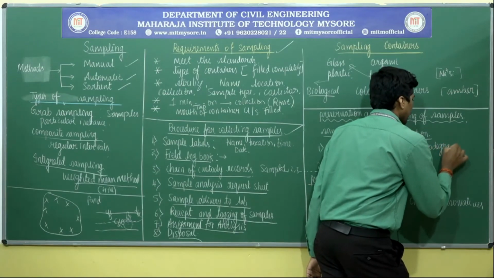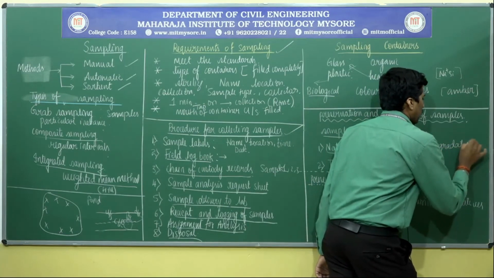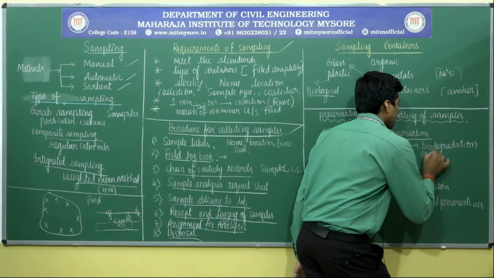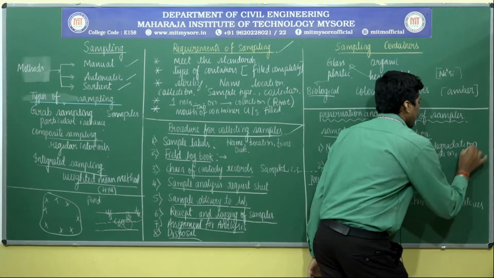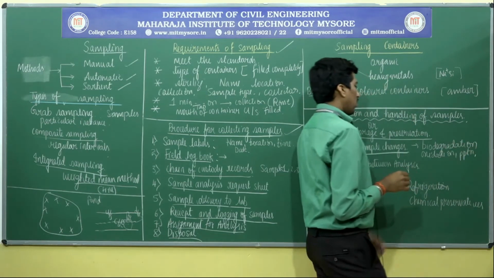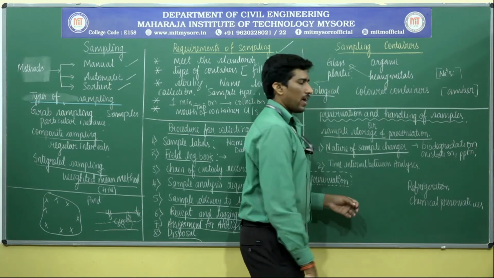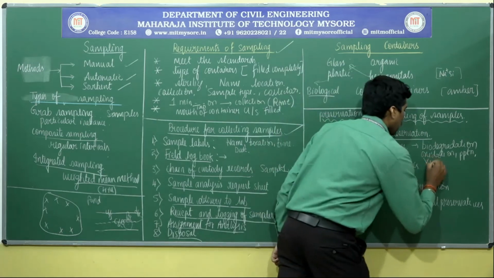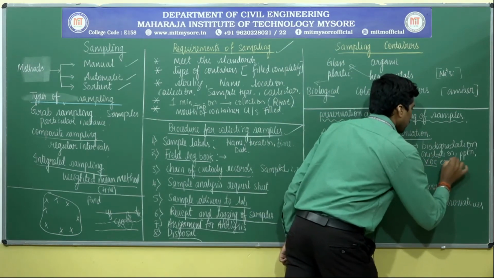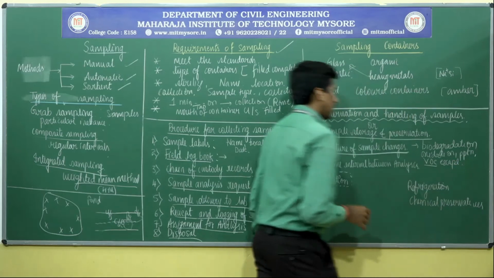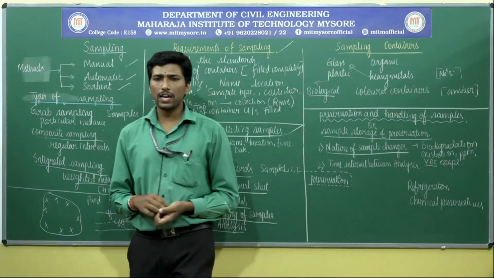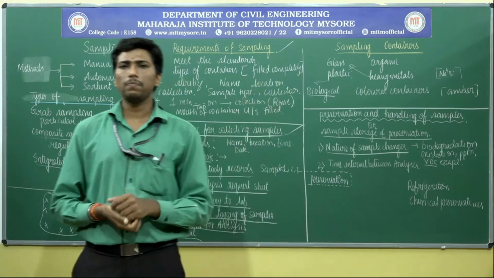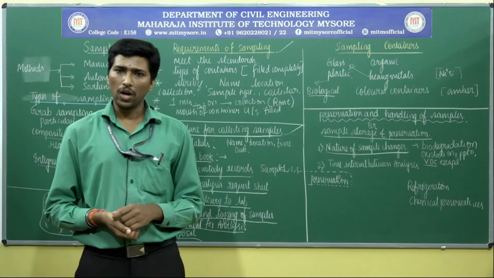biodegradation, or even oxidation, precipitation. Likewise, we have the escape of volatile organic compounds. So these things are the literal problems arising. Therefore, the nature of the sample will tend to change if you keep it over a period of time.